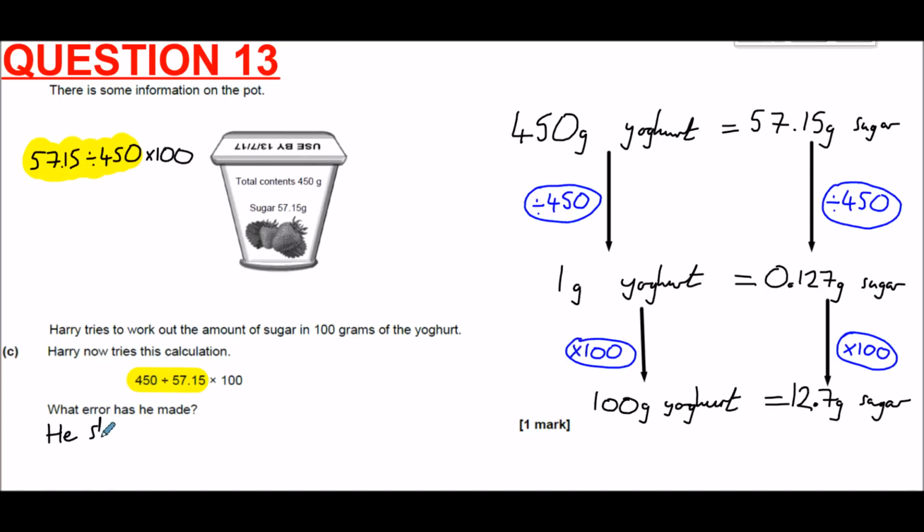So he should have done 57.15 divided by 450. Not what he has done, which is 450 divided by 57.15. So something to that effect would get you the mark.